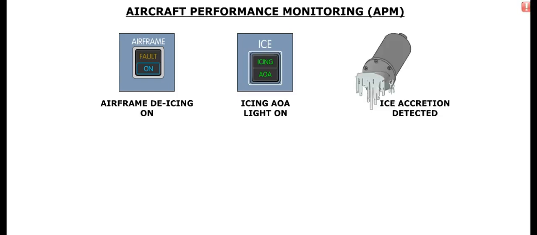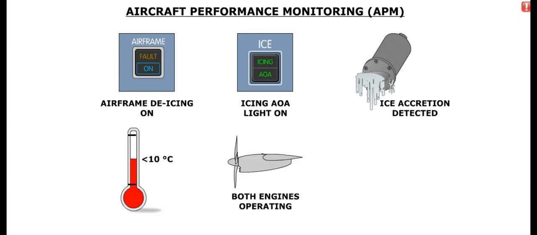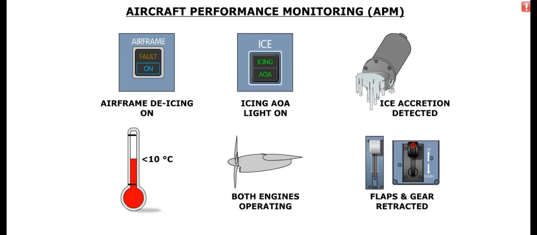The icing AOA light is illuminated. Ice accretion is detected. The static air temperature is below 10 degrees Celsius. Both engines are operating. And the flaps and gear are retracted.